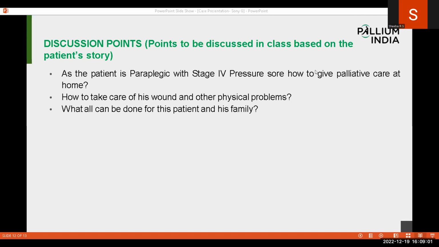Today we have learned about bed sore and the management. She was presenting a patient story regarding the stage 4 pressure ulcer. How can we manage? Her first question is, as this patient is paraplegic with stage 4 pressure ulcer, how to give palliative care at home? Either you can unmute yourself and talk, or you can put your answers in the chat box. Anna, over to you.